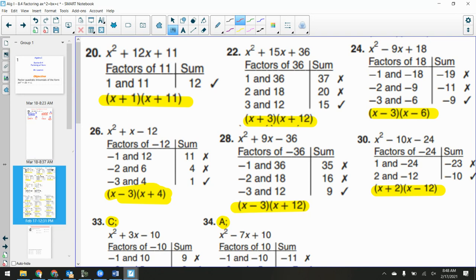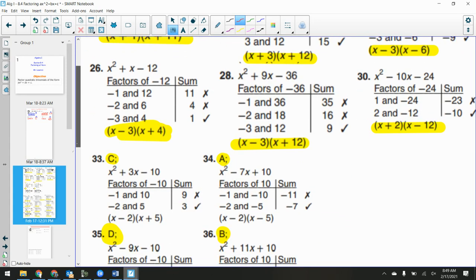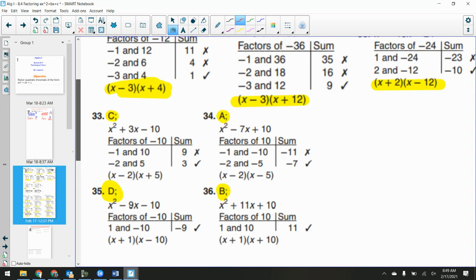Okay. So for number 20, it's x plus 1 and x plus 11. Number 22 is x plus 3 and x plus 12. Number 24 is x minus 3, x minus 6. Number 26, x minus 3, x plus 4. Number 28, x minus 3, x plus 12. And number 30, x plus 2, x minus 12. Let me jump down here. For 33, 34, 35, and 36, it should have gone C, A, B, then D.